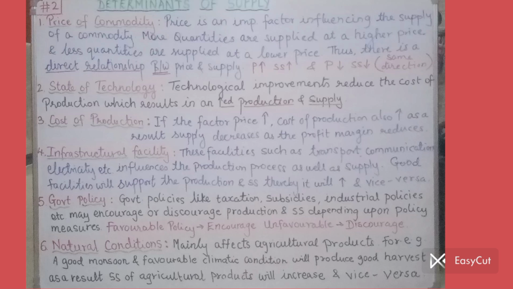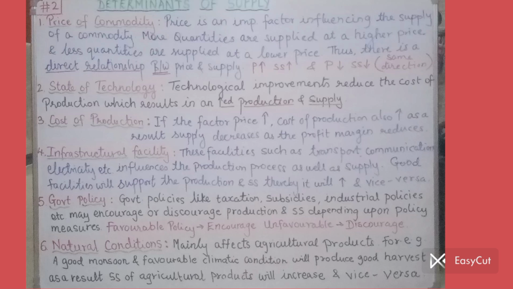We call it direct relation because both the variables move in the same direction. That means price up, supply up; price down, supply down. So both of them go in the same direction, and hence it is called direct relationship. I hope you got the point.